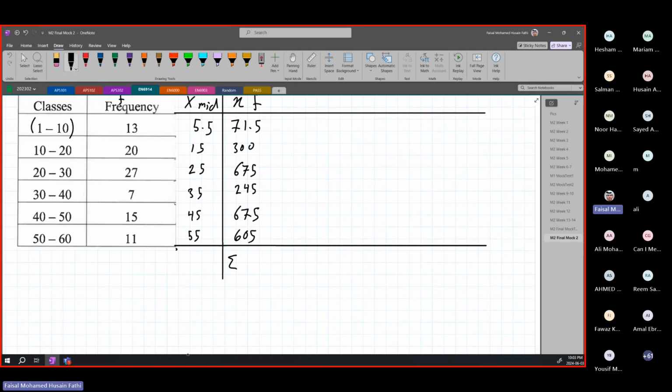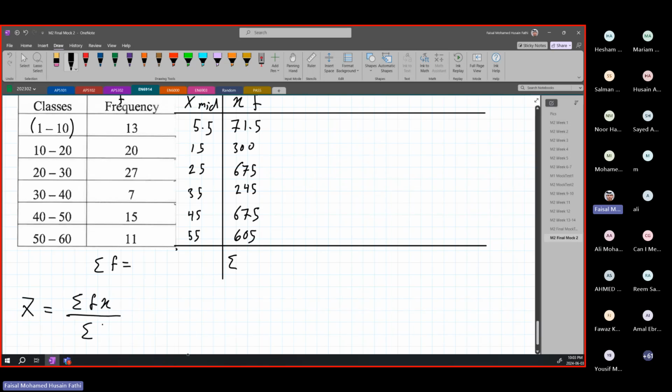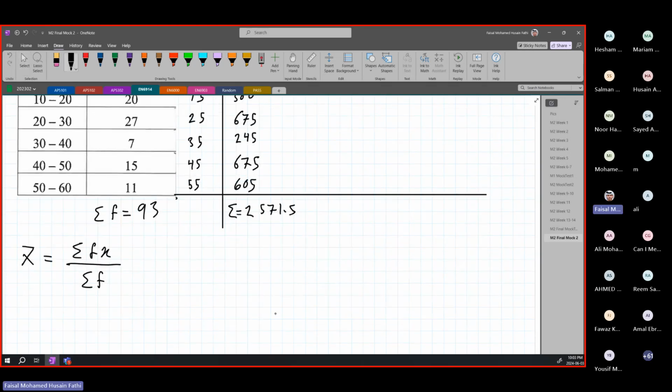The summation of the xf and the summation of f. Why are we doing this? Because we are trying to find x bar, which is our average, which is equal to the summation of f times x divided by sigma f. So 13 plus 20 plus 27 plus 7 plus 15 plus 11 is 93. 71.5 plus 300 plus 675 plus 245 plus 675 plus 605. That gives us 2,571.5. All right. And now, simply all you just have to do is plug in these numbers.